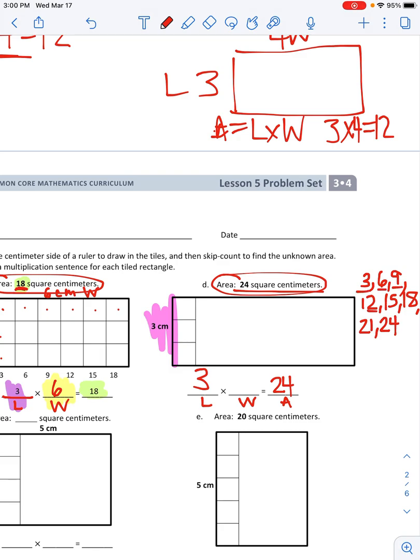1, 2, 3, 4, 5, 6, 7, 8. So my problem should be 3 times 8. That means that I need to draw 3 rows of 8, okay? So I'm going to carry this line over, okay? And now I need to break it into 8.